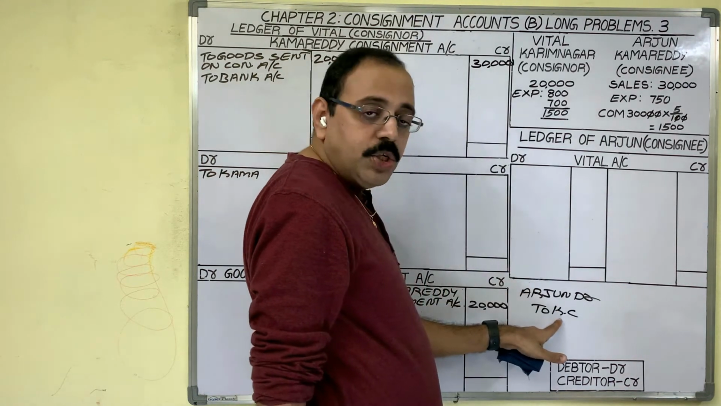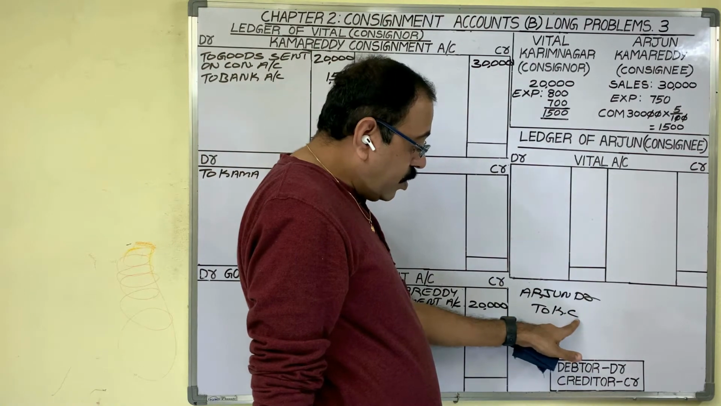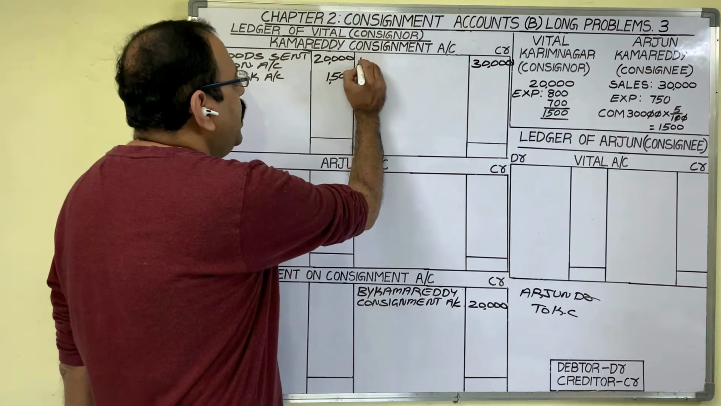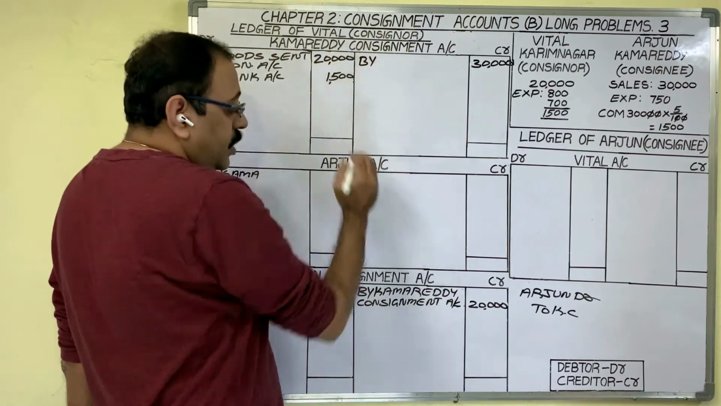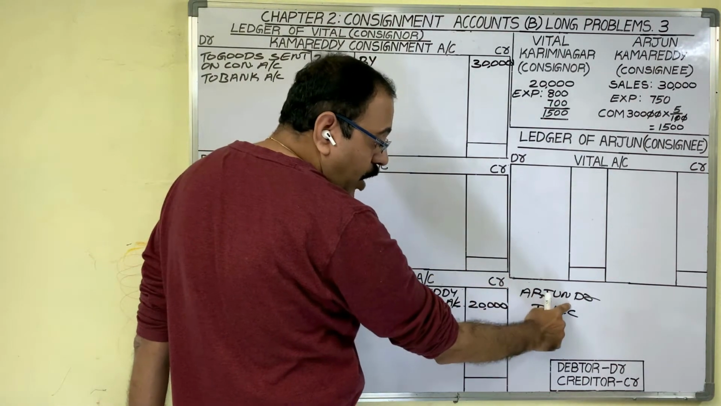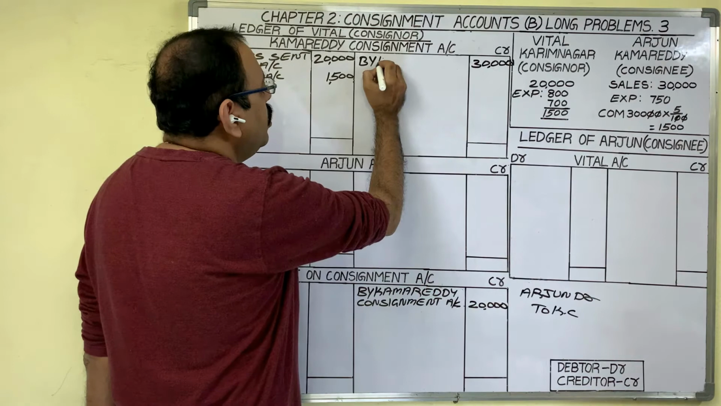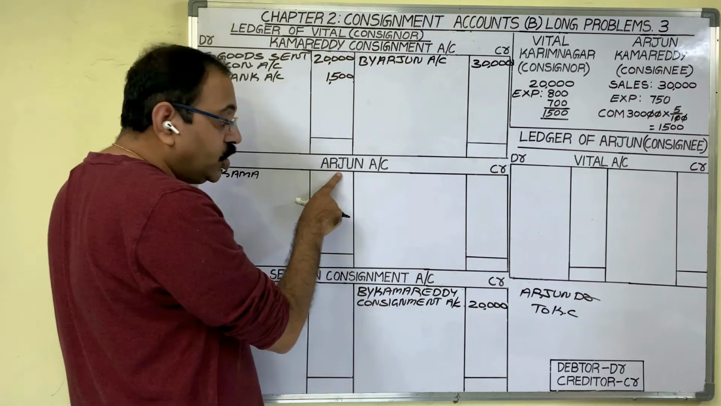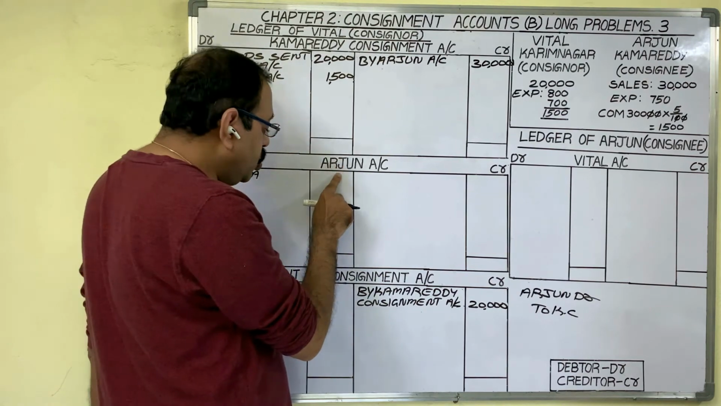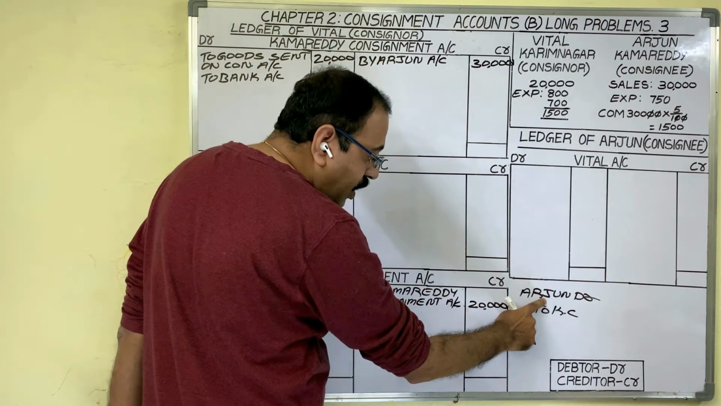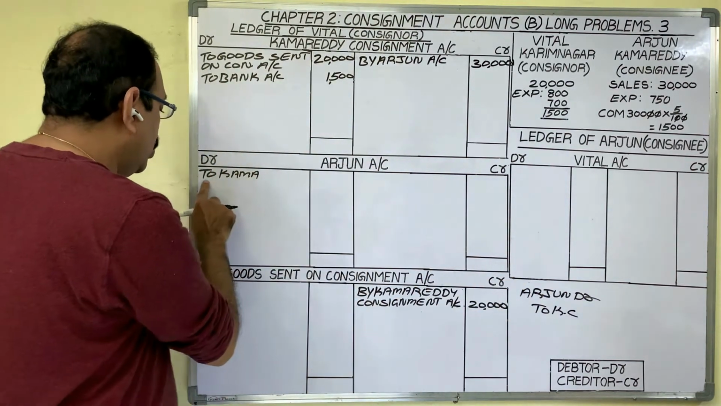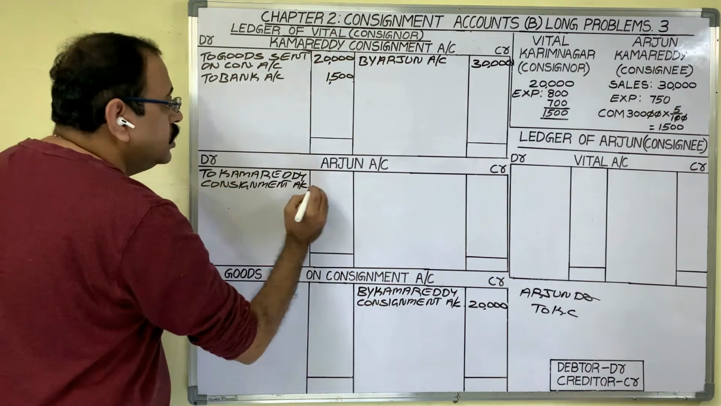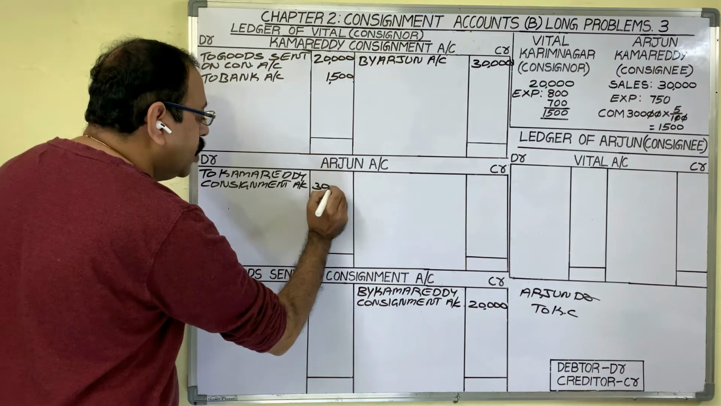Now this entry we should post. Consignment account is credited now. In consignment account credit side, by debit side we have Arjun name. So write down that. By Arjun account. Arjun account also we are preparing. In Arjun account, we should post this entry on debit side to Kamareddy consignment account. Sales amount 30,000 rupees.